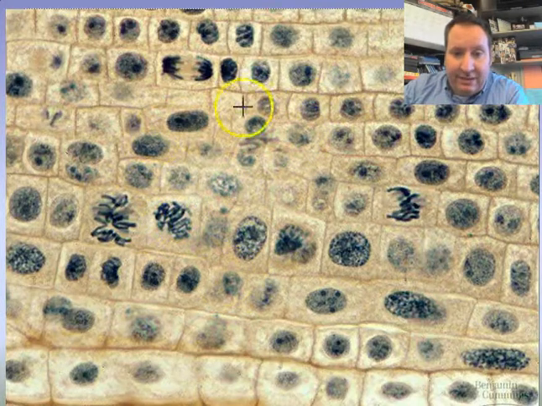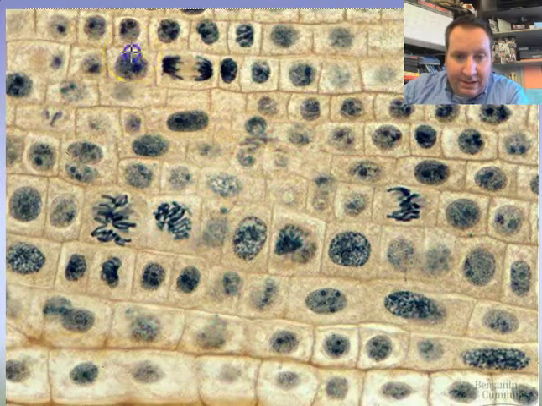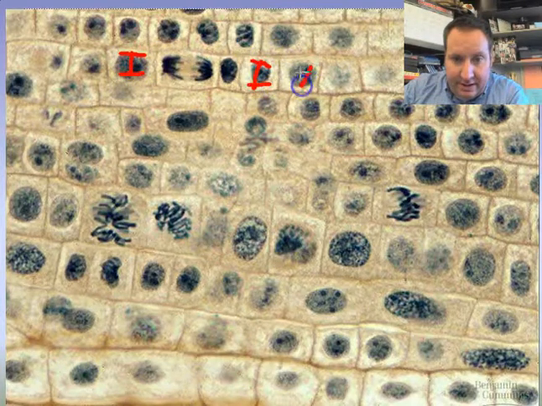Remember, with interphase, what I'm trying to look for is that I can definitely see the nucleus is present. So right here is going to be an interphase, and I'll put an I here for interphase. There's an interphase. There's an interphase here. Okay, that's an interphase. This is an interphase. All right, the majority of cells are going to be in interphase. There's interphase here. The nucleus is present when I'm taking a look at the cells.